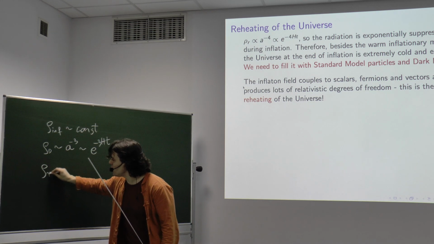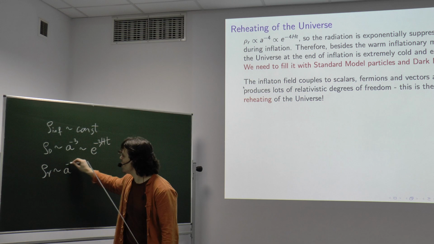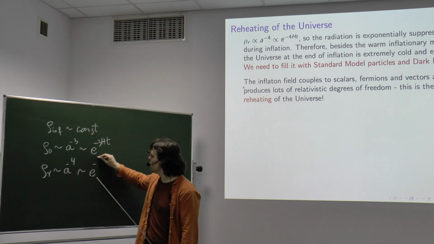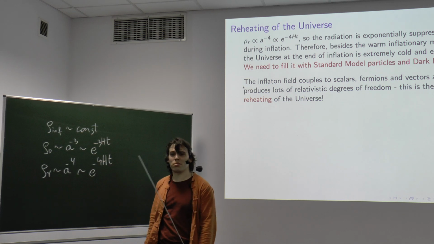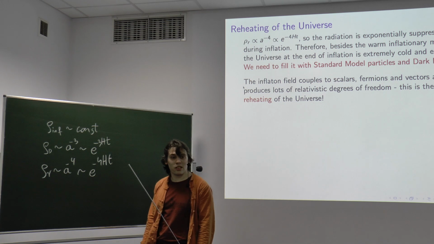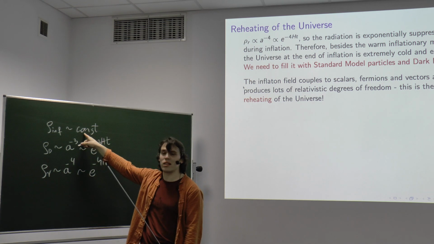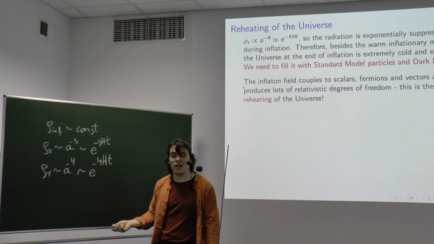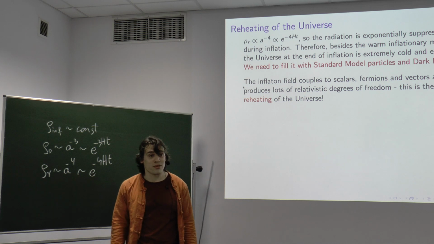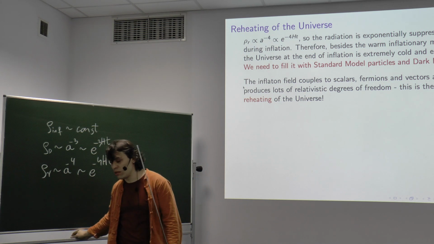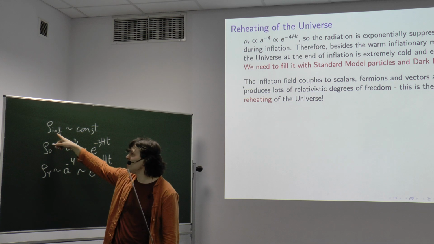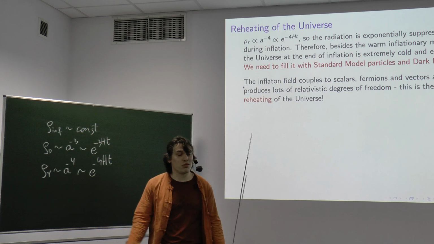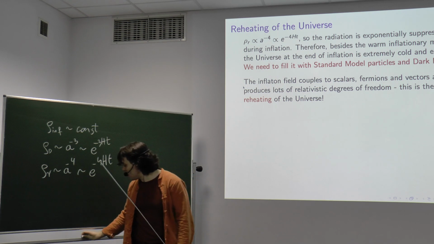Let's say we had some radiation then. It's even worse. Radiation redshifts like scale factor to the power of -4, so it was even more suppressed during cosmic inflation. So pretty much at the end of inflation, all you have is your inflaton. No dust, no radiation, a very empty universe, nothing to create stars and planets from. So what you need is the reheating of the universe. You need some mechanism which would dissipate energy density from the inflaton to normal matter that can create us. And this is called cosmic reheating.